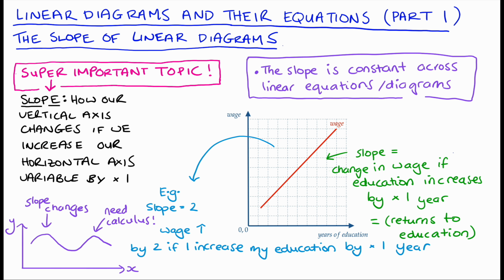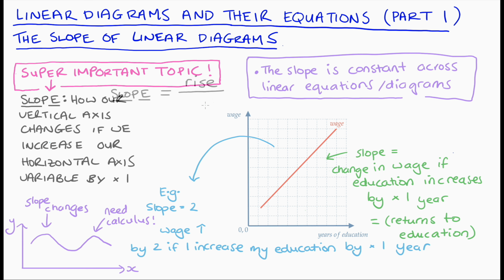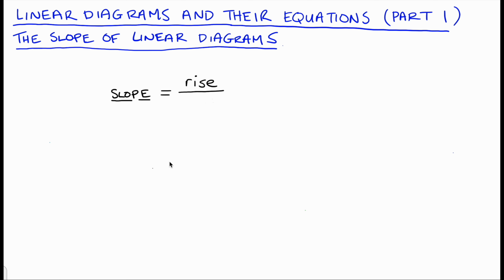Now there are a few ways to find the slope of a straight line, and I think the most common way is to take what we call rise over run.